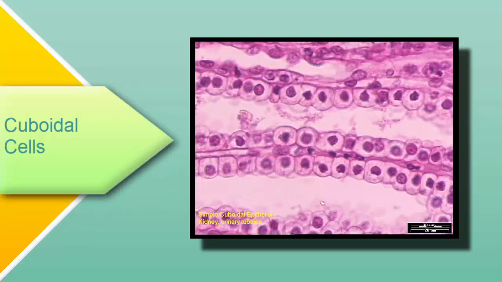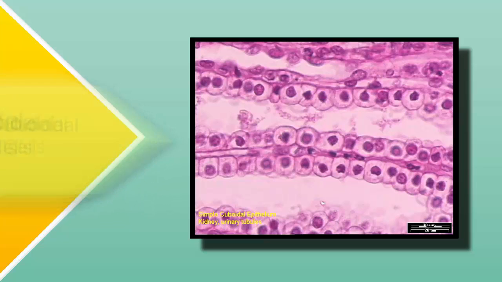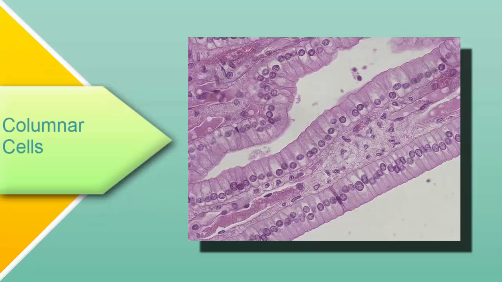Cuboidal cells are much like their name implies. They are cuboidal in shape and are usually found in the ducts of glands and the kidney tubules. These cells are designed for secretion and absorption. Columnar cells are similar to cuboidal, but they are taller than they are wide. These cells are designed for absorption and the secretion of mucus. A specialized type of columnar cell, which is ciliated, moves substances across the cell surface.